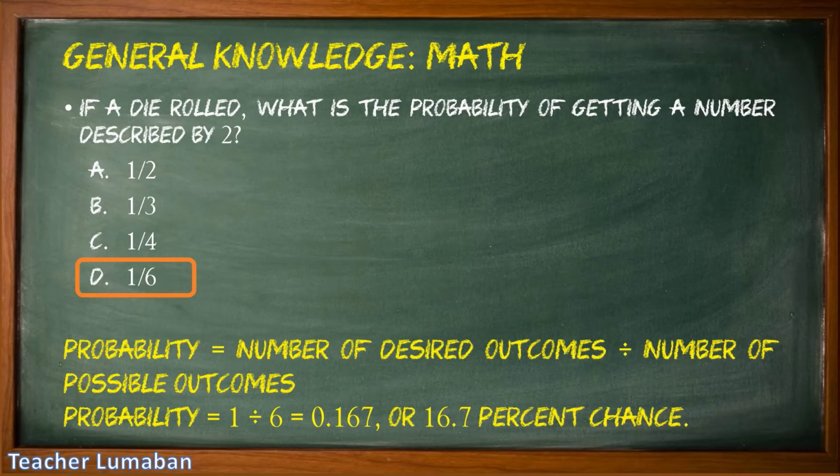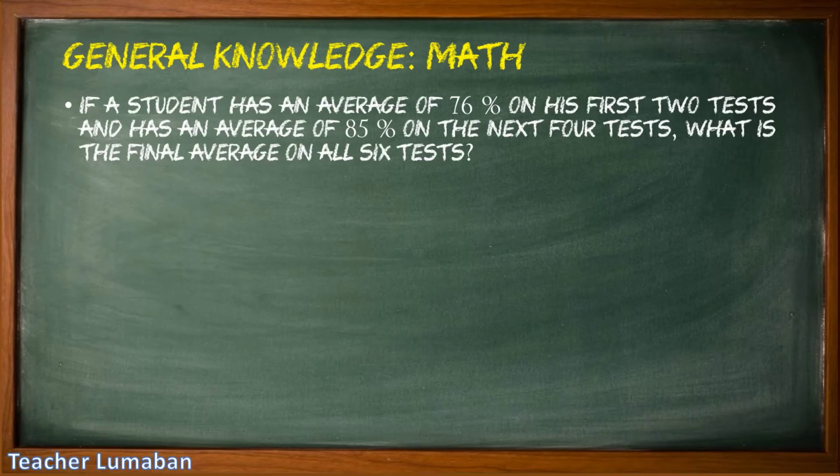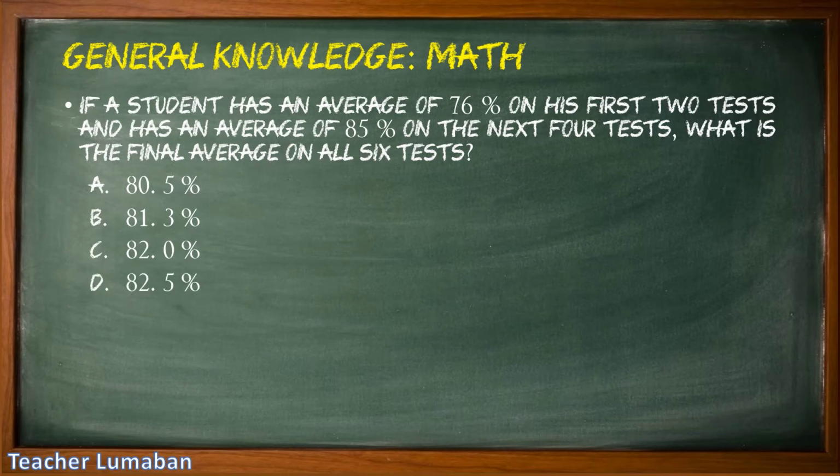If a student has an average of 76% on his first 2 tests and has an average of 85% on the next 4 tests, what is the final average on all 6 tests? Letter A, 80.5%. Letter B, 81.3%. Letter C, 82%. Letter D, 82.5%.